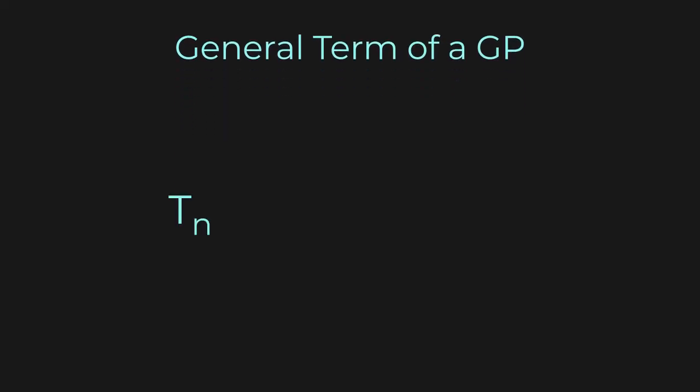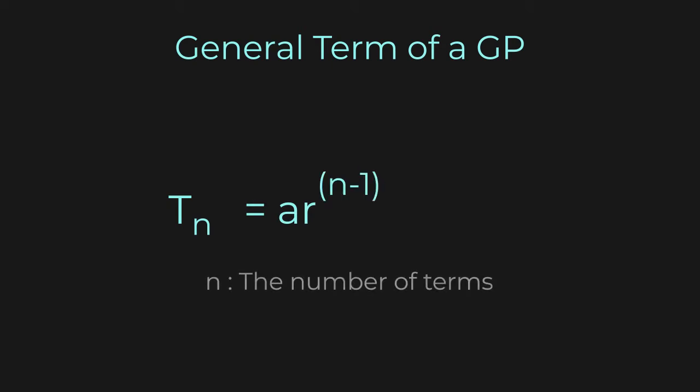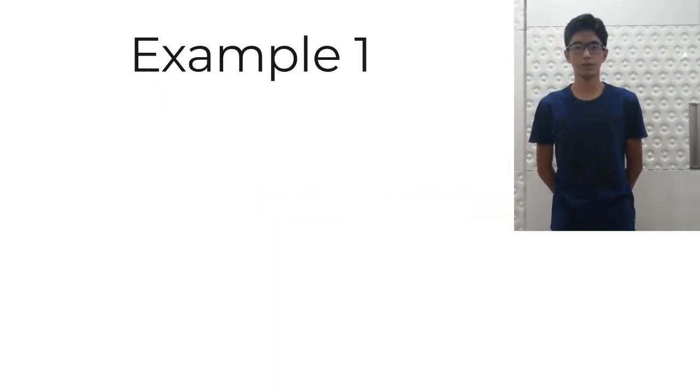A general term of a GP can be formed by the formula Tn = a r^(n-1), where n is the number of terms, a is the first term, and r is the common ratio. Let us take the first example of a bouncing ball.